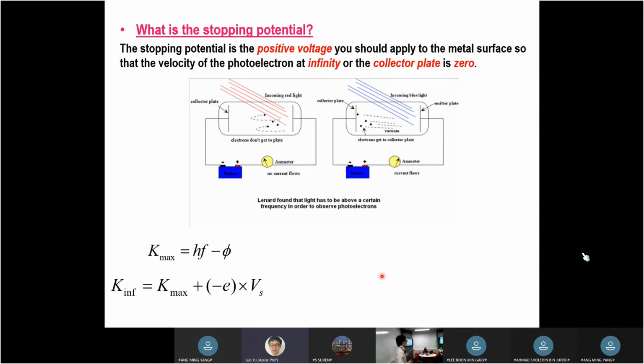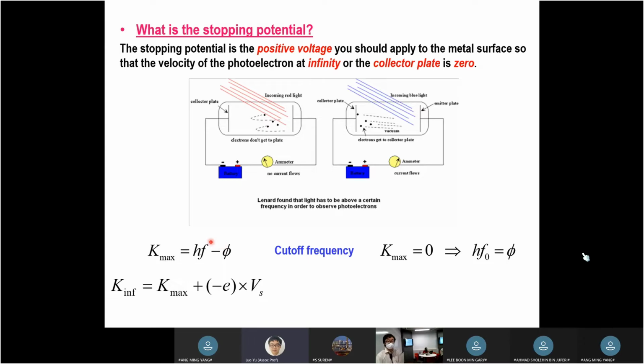For the photoelectric effect, we also have two important formulas. The first one is the kinetic energy of the photoelectron. Kmax, the kinetic energy of the emitted photoelectron, is equal to hf minus phi. hf is the incident photon's energy, and phi is the work function; different materials have different work functions. Once hf is larger than phi, I can have a photoelectron emitted from the metal. This is what we call the photoelectric effect.